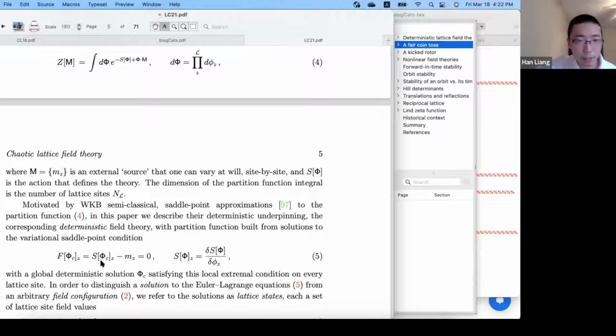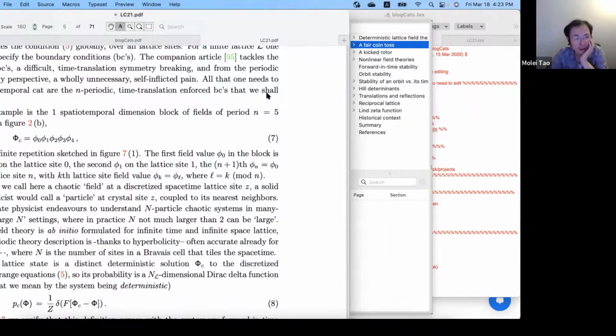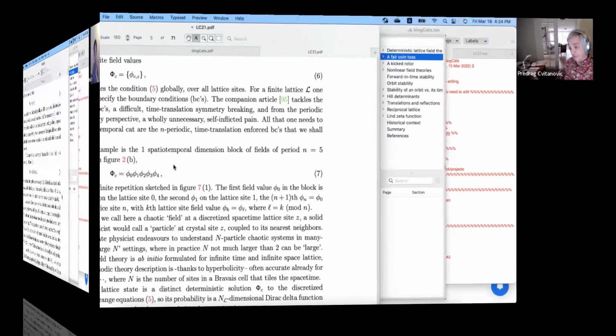So this S of capital phi is the action. Do you have the expression of the action? What is this capital phi, and also what are those small phis? Small phis are field values on each one of the lattice sites, and this capital phi is thinking of the entire array of field values. So each small phi is a scalar-valued function defined on the lattice. Is that right? The capital phi is a particular state.